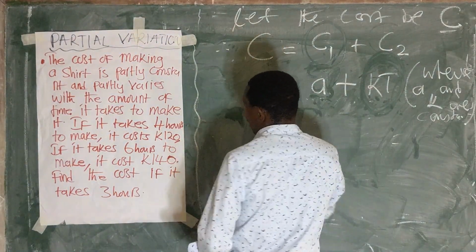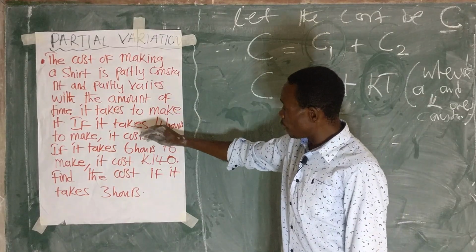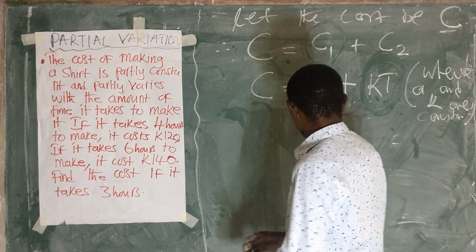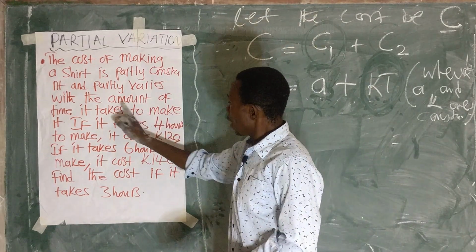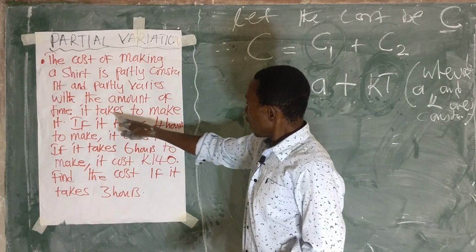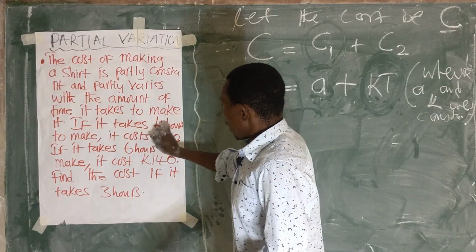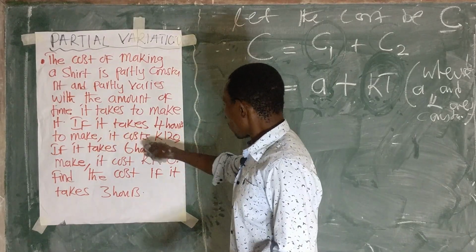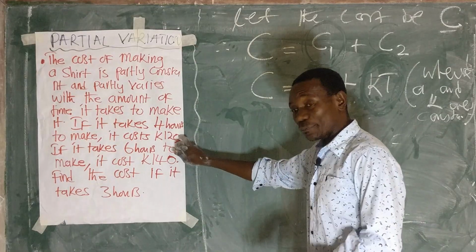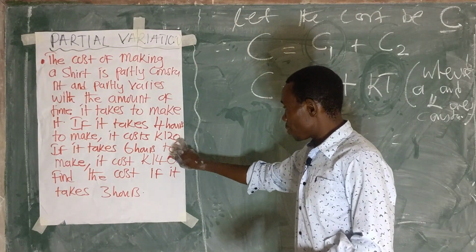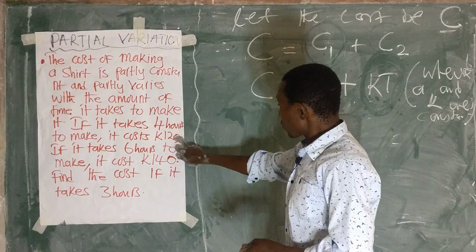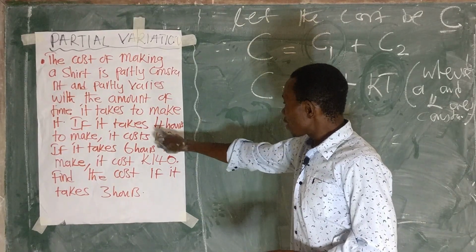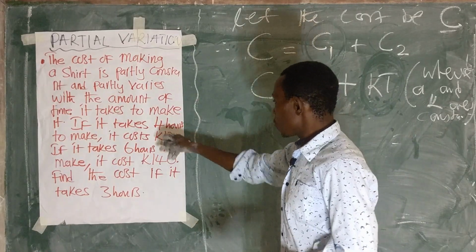Make sure that this information you have here should at least give you two equations that you have to solve simultaneously. So how do we do it? When you come here, you are told that if it takes 4 hours to make, it costs 120 kwacha. So here, the main cost, 120 kwacha, comes in when the time taken is 4 hours. So what do you do there?